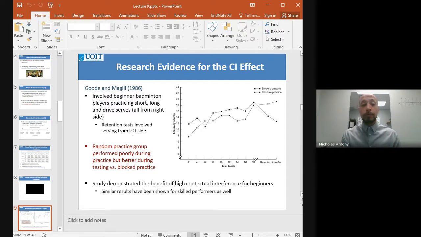What they did was they broke down the two groups into blocked and random practice. And what did it show? It showed that the group that did the random practice learned significantly better. And so this validated the idea that random practice leads to more improved learning, or high contextual interference leads to better learning.